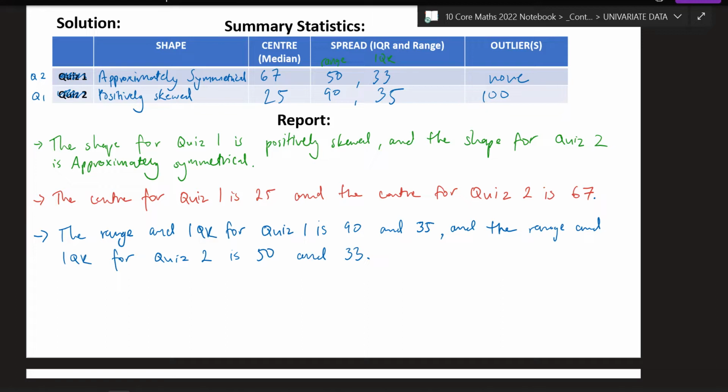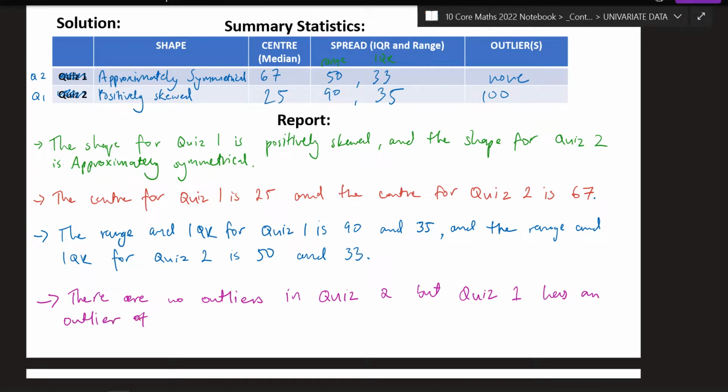All right, and the last thing we report on is the outliers. Sorry, quiz 1 is the bottom one. Quiz 2 is the top one. So there are no outliers in quiz 2. It doesn't matter what order, actually, at the end of the day. But quiz 1 has an outlier of 100. Okay, and that'll suffice for the report.